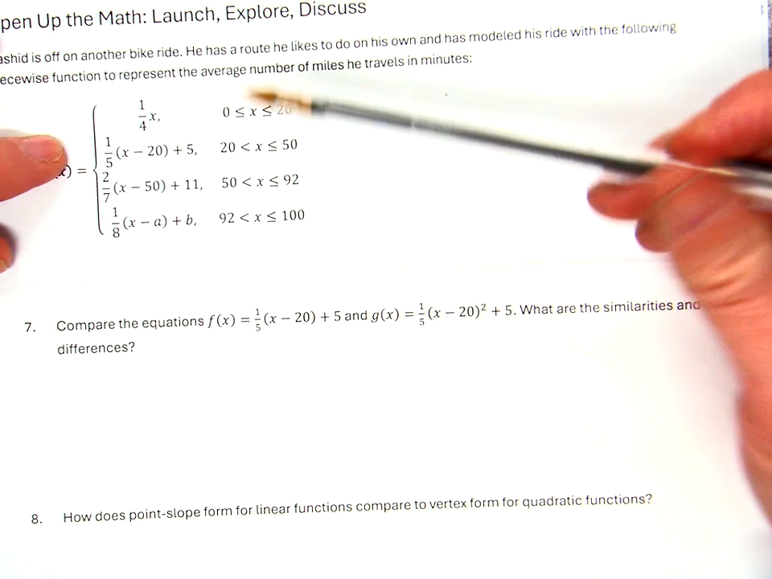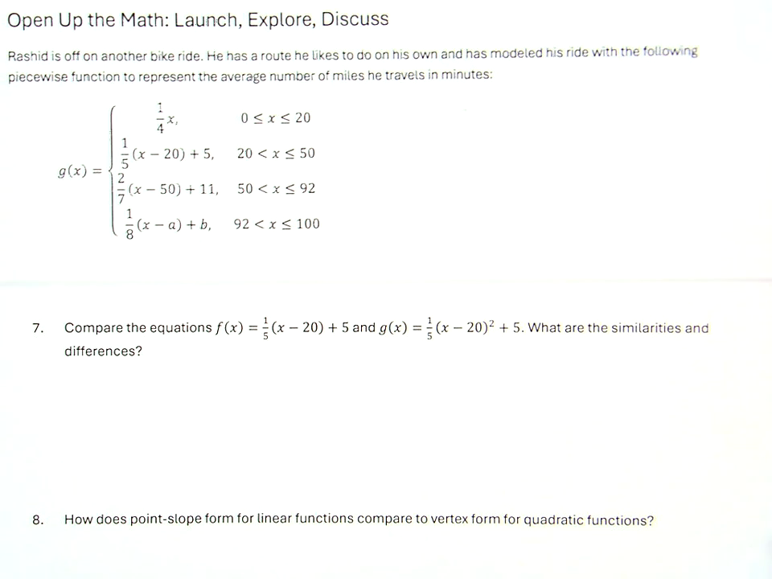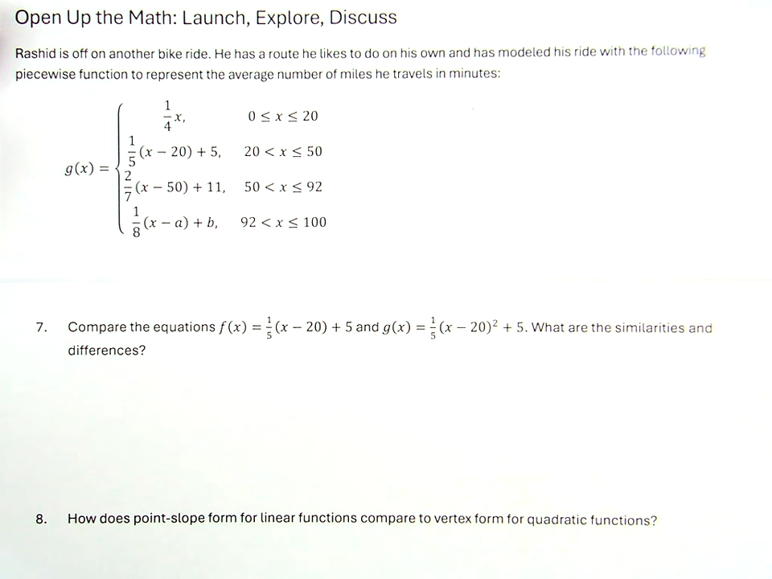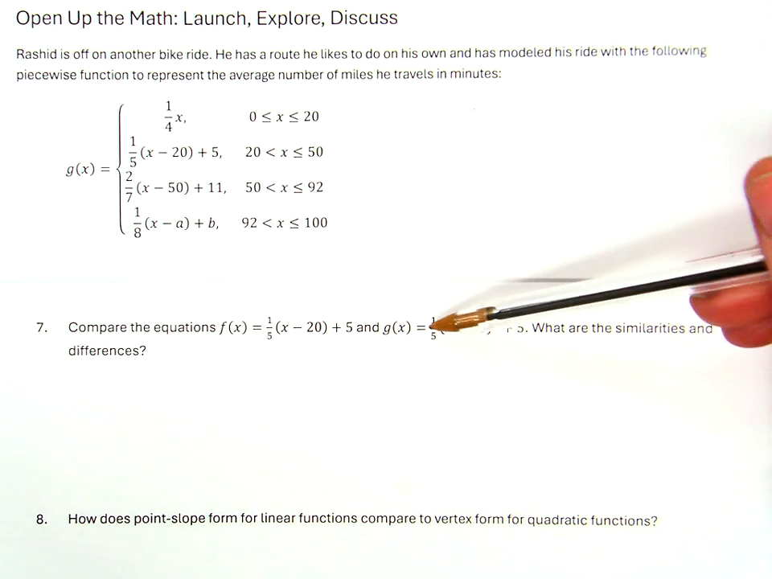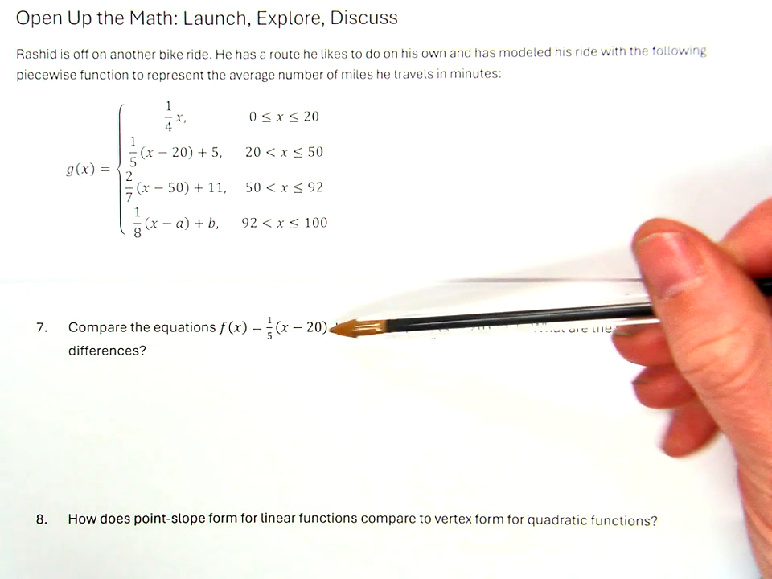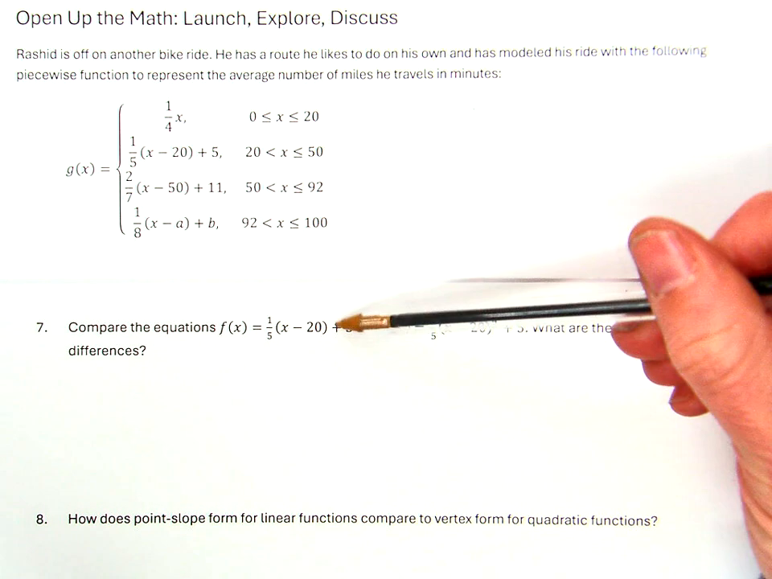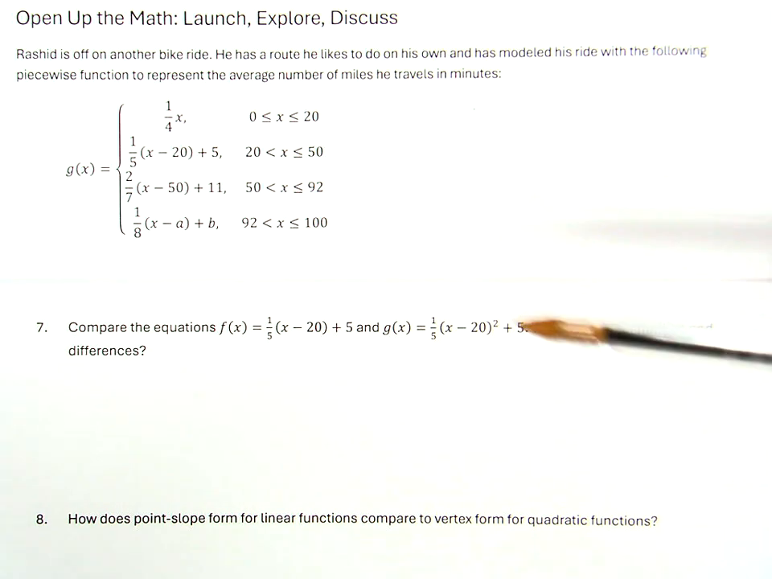Number 7, they focus on this second subfunction. And we've talked about some of this before. But they just want us to look at the similarities and differences. What are some of the similarities? What are some of the differences? We know that this is quadratic, because it's an x squared. This one is just linear, because it's a single version of x in point-slope form.